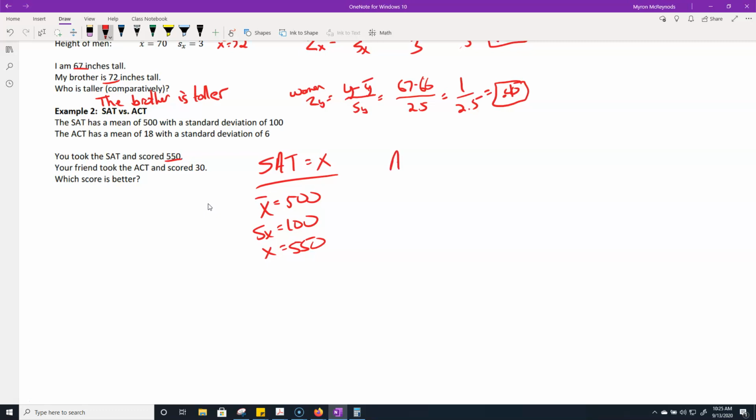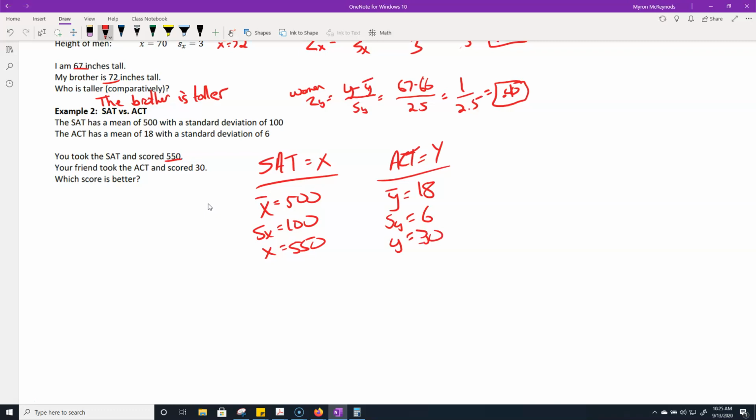And the ACT is going to be Y. And so the mean of Y is equal to 18. That's the average score on the ACT. The standard deviation of Y is 6. And his ACT score was a 30. So Y equals 30.